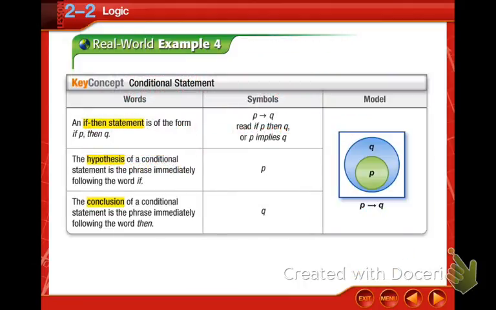Okay, so now we're getting into 2-3. This is getting into conditional statements. A conditional statement is basically an if-then statement, and an if-then statement is of the form if P, then Q, where P is the hypothesis and Q is the conclusion. So here we have the definitions of those things, the hypothesis and conclusion. So if P, then Q, if hypothesis, then conclusion. Okay?